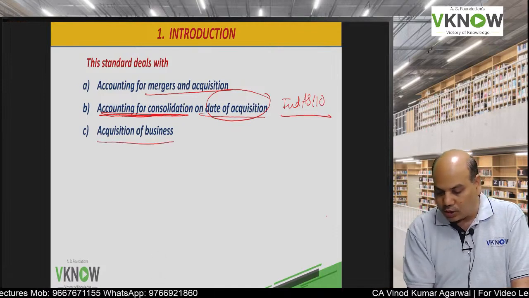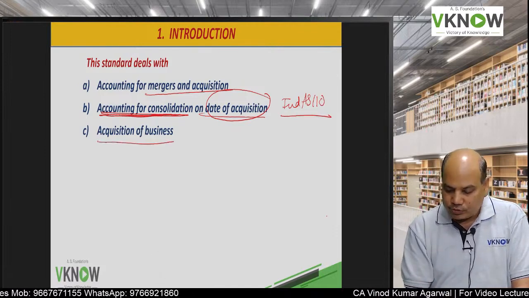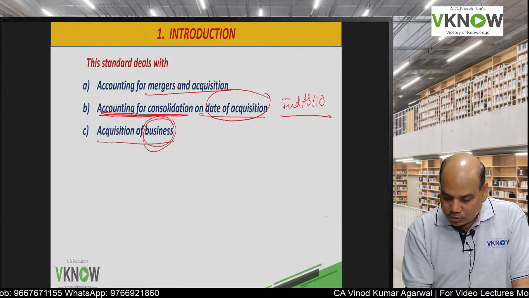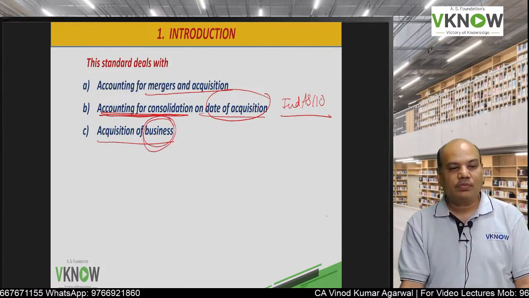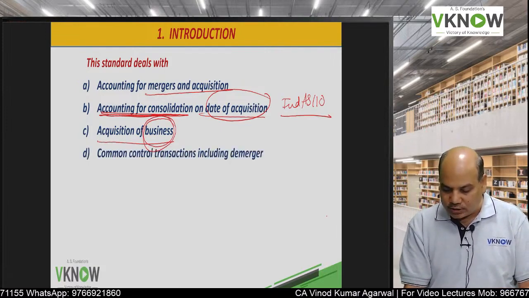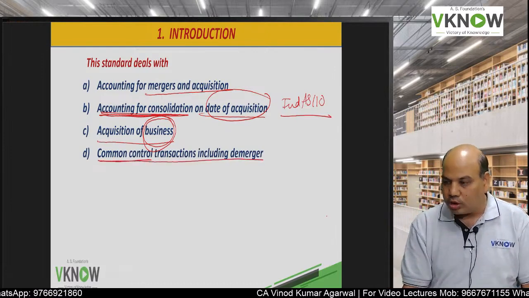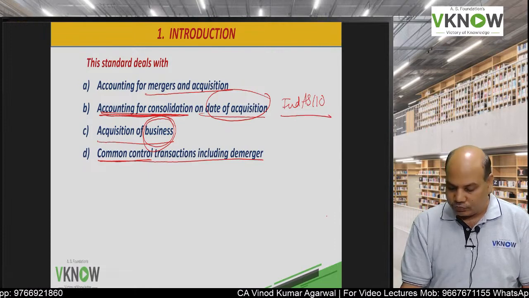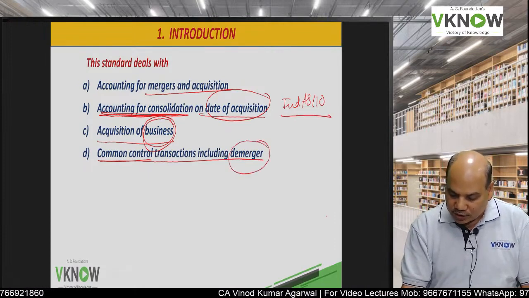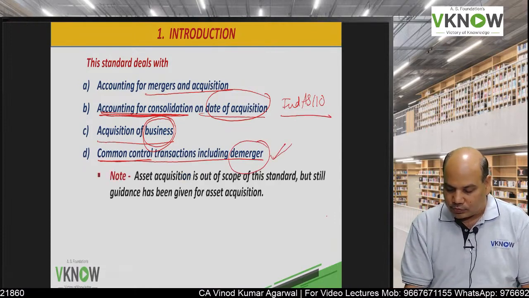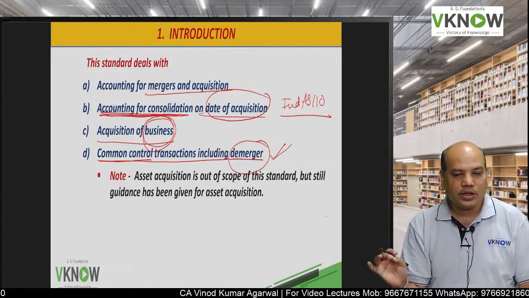Then it deals with accounting of business, which may not be a subsidiary. You may just acquire a business, and it is also covered by this standard. This accounting standard also deals with common control transactions, including demerger, highly tested in your exam, and all this we are going to discuss in today's lecture.